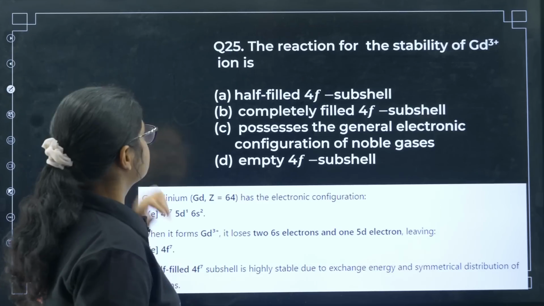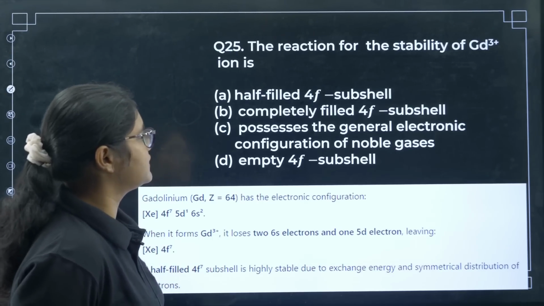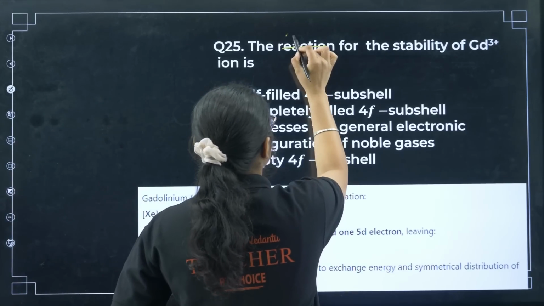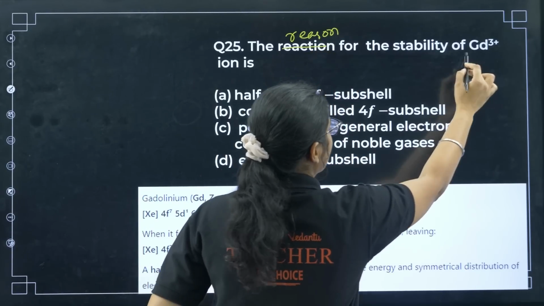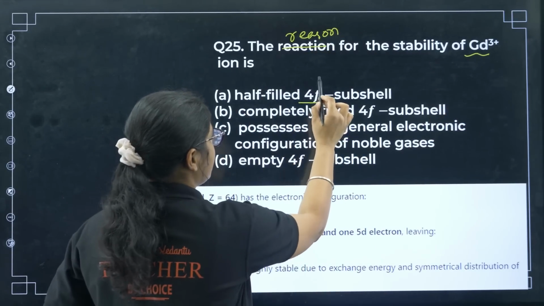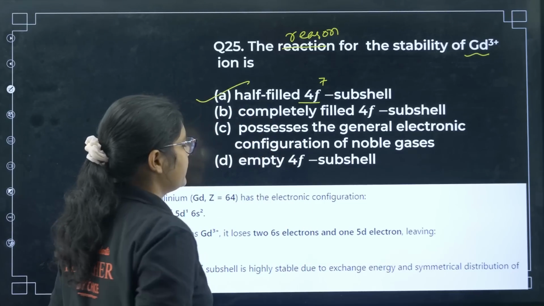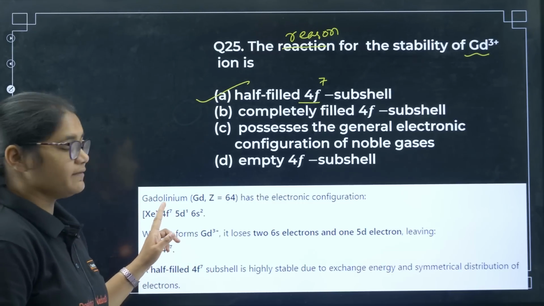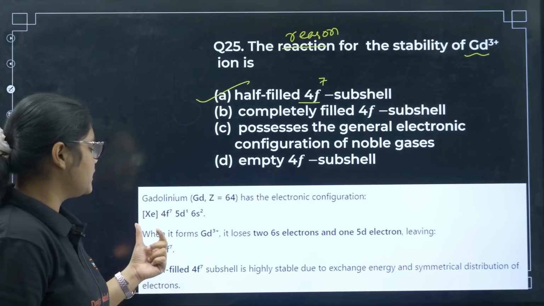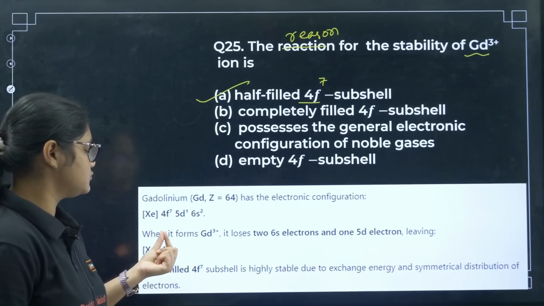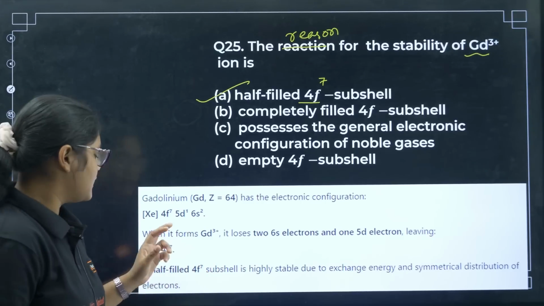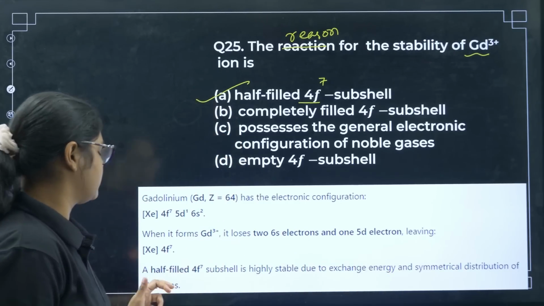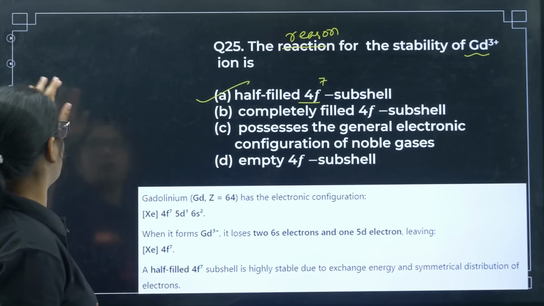Next, the reason for the stability of gadolinium 3+ ion is, so the question is reason. So why is gadolinium 3+ stable? Because of its half-filled 4f7 subshell. So you can see here I have explained what is the gadolinium configuration. It is Xe 4f7 5d1 6s2. Now when gadolinium is in +3 state, it will lose these 3 electrons, so you will get Xe 4f7. Now a half-filled 4f subshell is highly stable due to the exchange energy and the symmetrical distribution of the electrons. So that is why option number A.